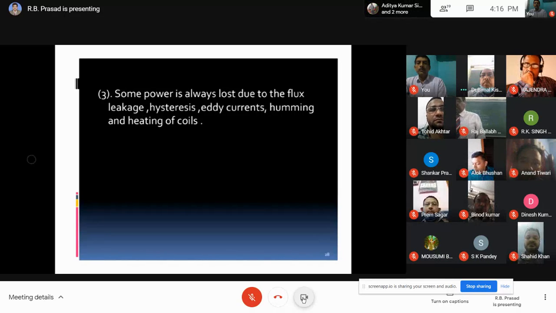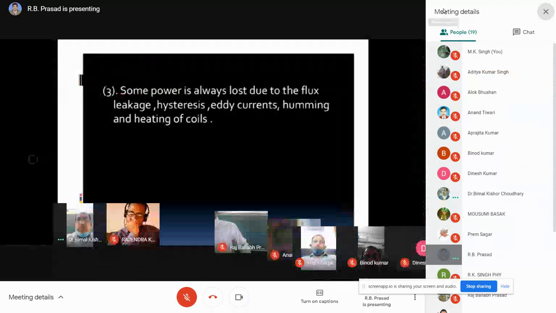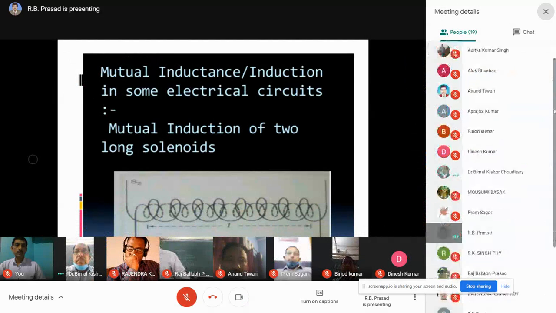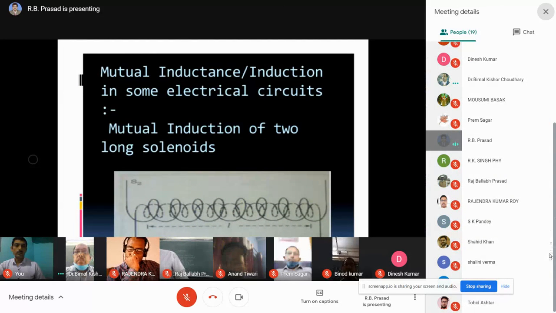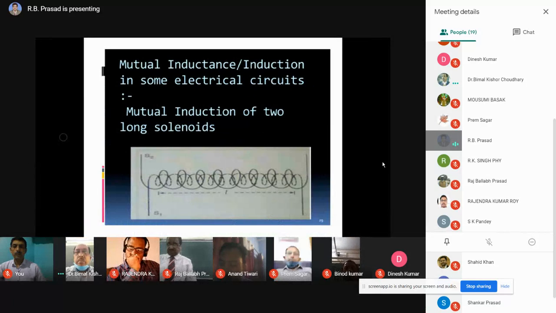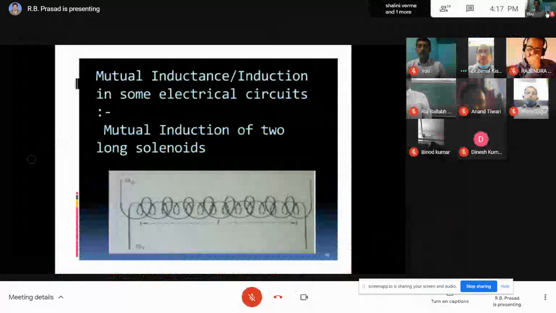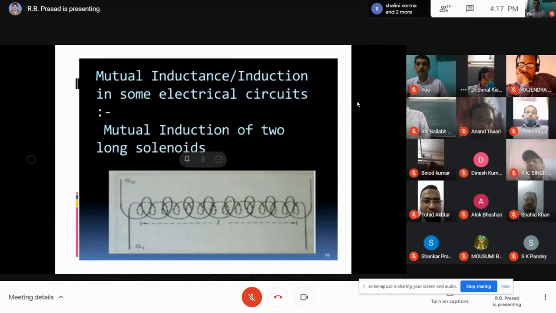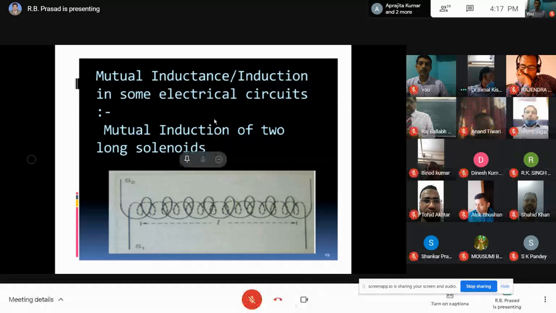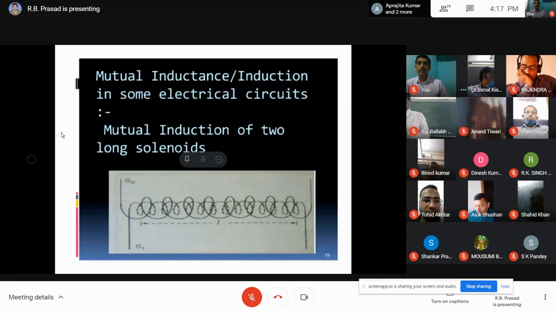So now, an electrical circuit in which mutual induction is taking place. In the next slide, mutual inductance or induction in some electrical circuits. Here I have considered two long solenoids, which is in the syllabus of class 12, in the chapter of electromagnetic induction. So two long solenoids of the same length and same area, having different numbers of turns, are shown in the figure.